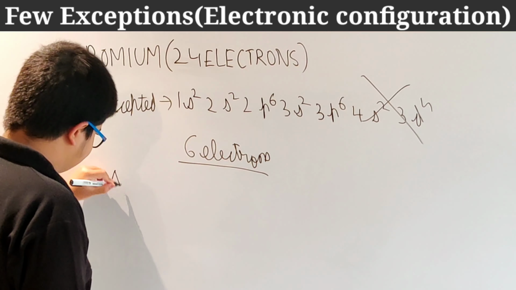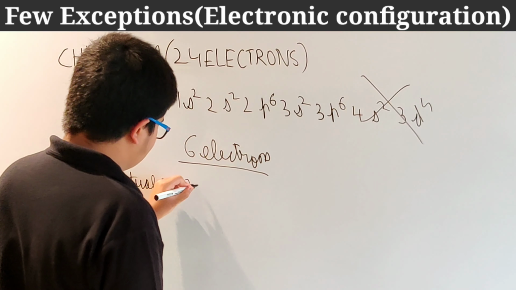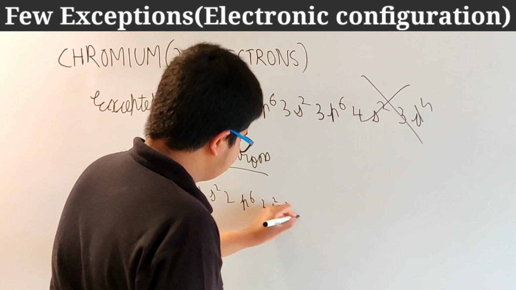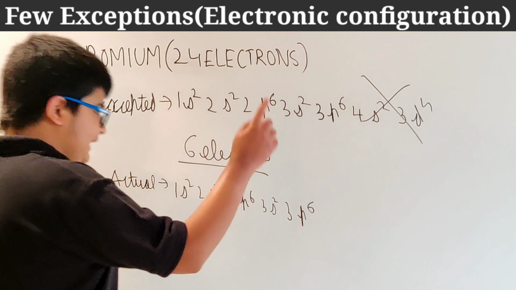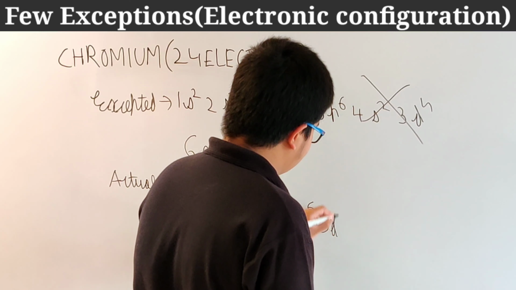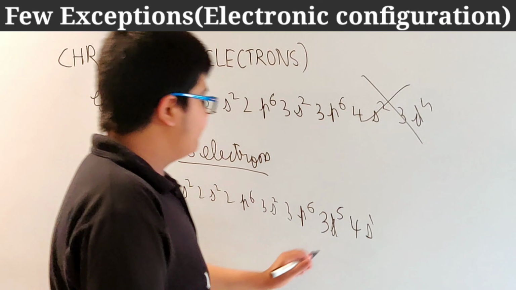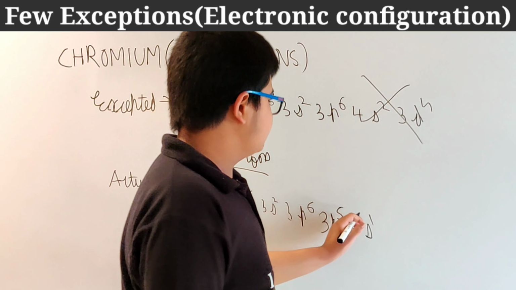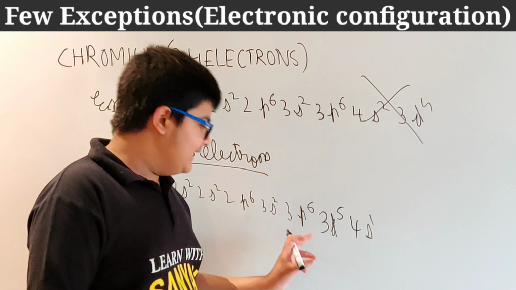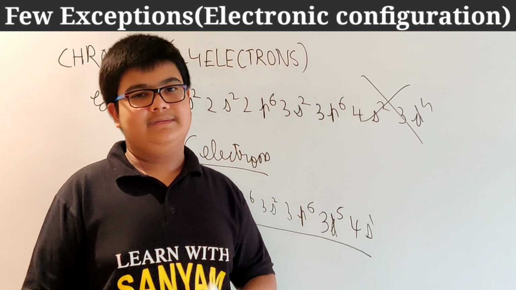That is the actual configuration. The starting will remain the same, 1s2, 2s2, 2p6, 3s2, 3p6, but after that, instead of filling the 4s orbital, we first fill the 3d orbital. In 3d there are 5 electrons, and in 4s we just place 1 electron. According to the rule, the 4s orbital should be filled first. It should have 2 electrons, then 3d will have 4 electrons, but this does not happen. First 3d is filled, so this is the actual configuration of chromium. So in this way, chromium is an exception.